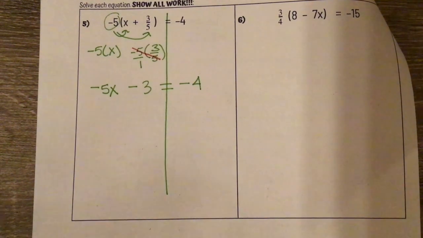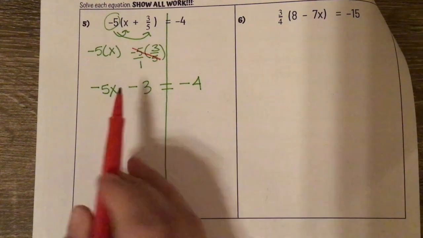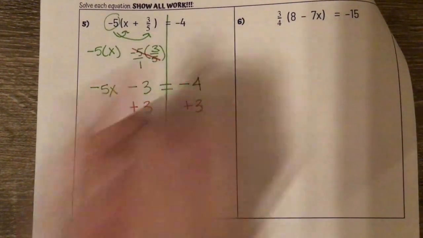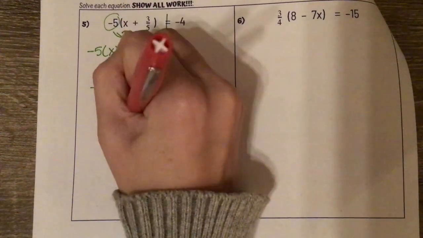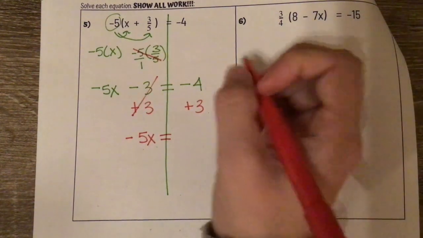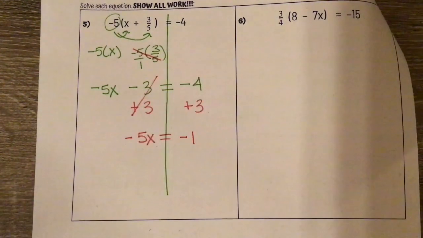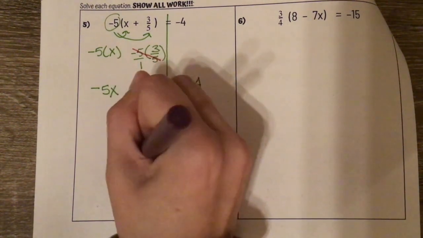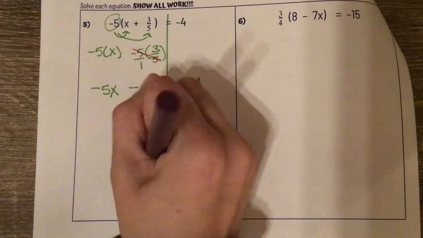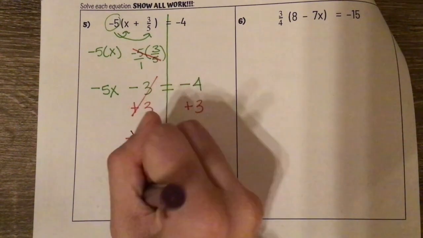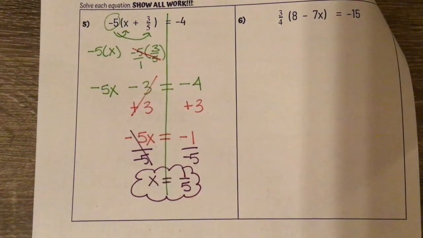Then here, we've got minus 3 that we need to get rid of, so I'm going to add 3 to both sides. It should cancel out over here. I'm left with negative 5x equals negative 4 plus 3 is negative 1. And our last step is being multiplied by negative 5, so I'm going to divide by negative 5 on both sides. We get x equals positive 1/5. So that's one way to solve that problem.